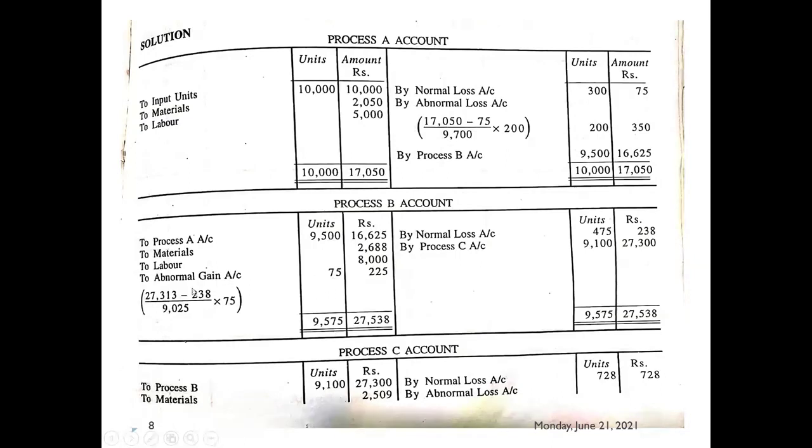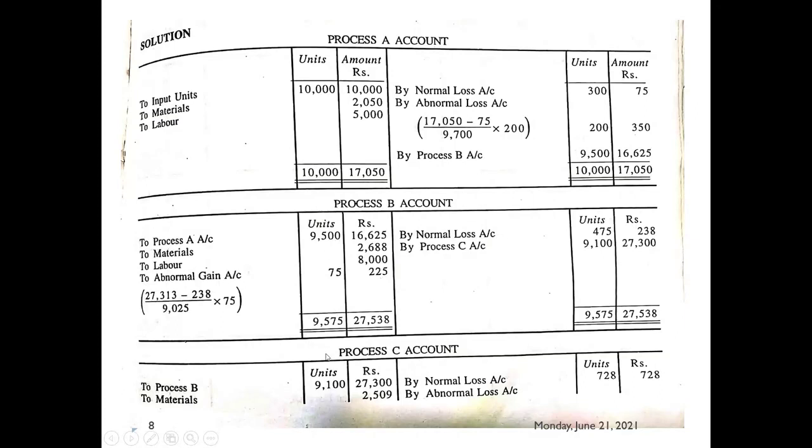Now you find out the value. The normal cost of normal output means the debit total of this amount, 16,000, 2,000 and 8,000, not considering this abnormal gain. So this total, 27,313, minus normal loss 238, divided by normal output, that means units 9,500 minus 475, which is 9,025, into 75. So it will be 225.